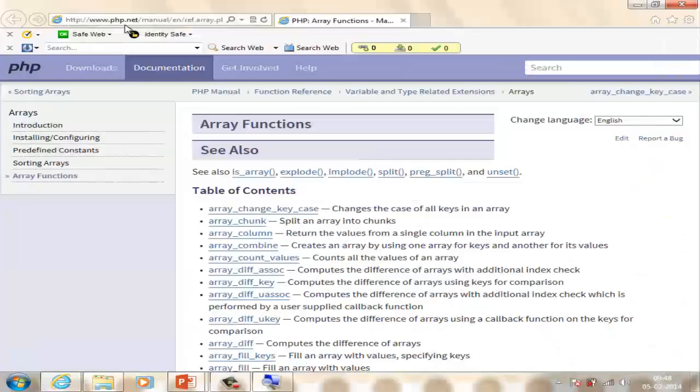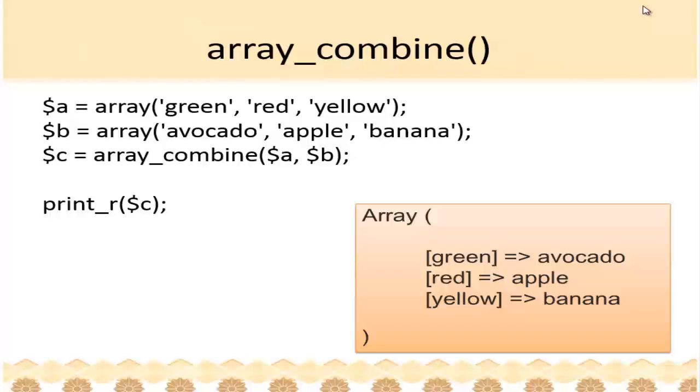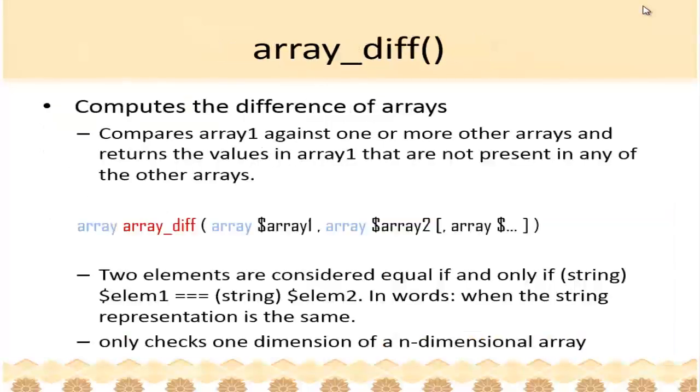This is the official site for PHP, and there are many other sites which will give you better answers. This is a direct example taken from their site. The next one is the array differences. Now this is like subtracting one array from the other array. So what is it going to do? It will match this array with any number of arrays.